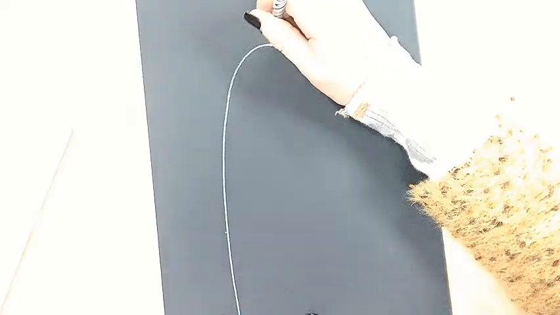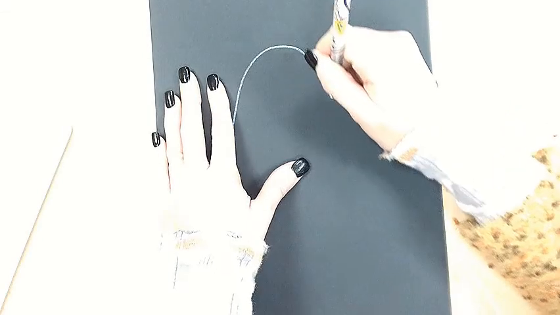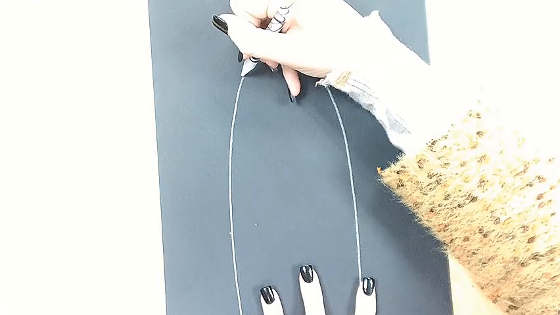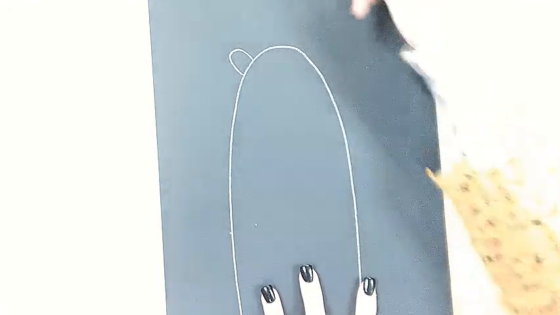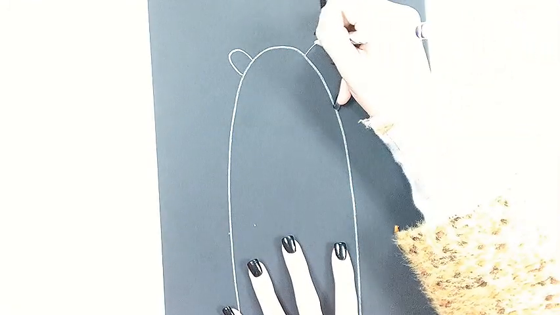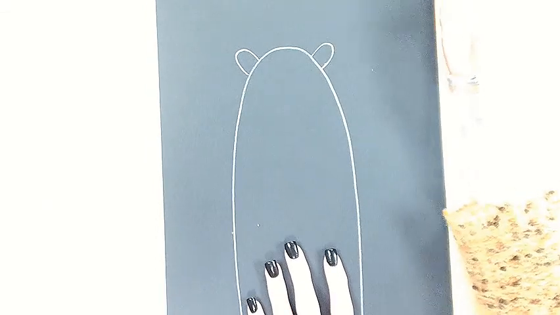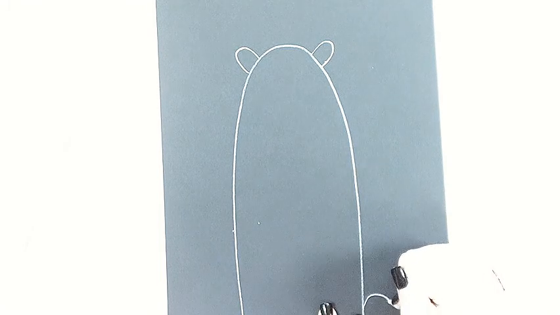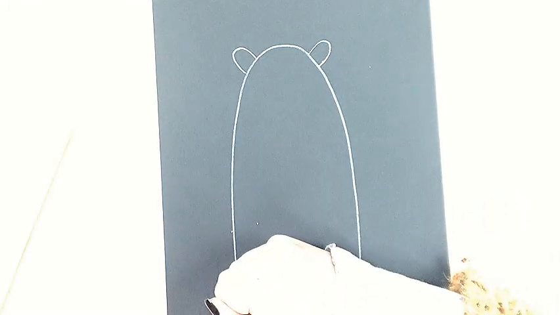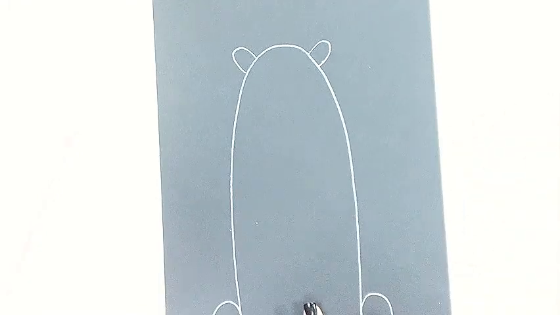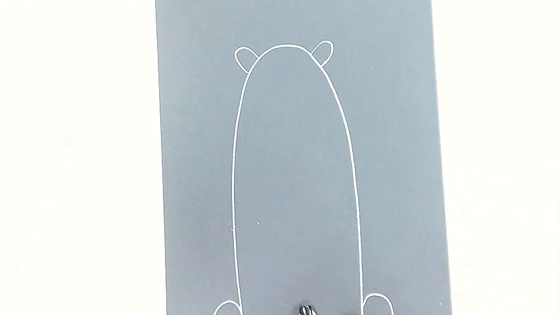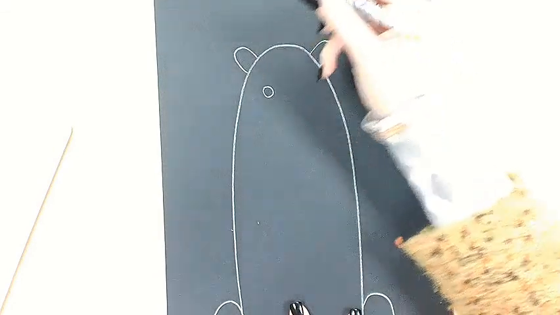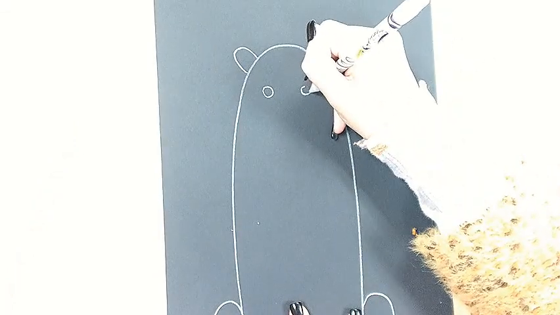So the first thing you're going to draw on your paper is an oval shape. You're going to start at the bottom and it's almost like a big hill. Now you're going to make two smaller ovals on each of the sides and the top, and then one on the bottom on the right, and another one on the bottom on the left. Those are going to be the paws, and the ones at the top are going to be the ears.